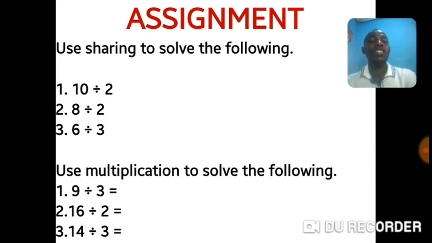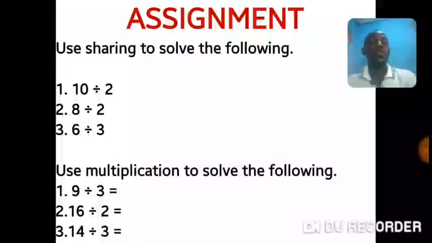In the second section, you use multiplication to solve the operations. You have 1, 9 divided by 3. And so you go to the divisor and then you do multiples of 3. You ask yourself, 3 times what is going to give you 9? After asking yourself, you recite the multiples of 3. 3 1s are 3, 3 2s are 6, 3 3s are 9. And then you know that that 3 will be the answer for the quotient, or will be your quotient.